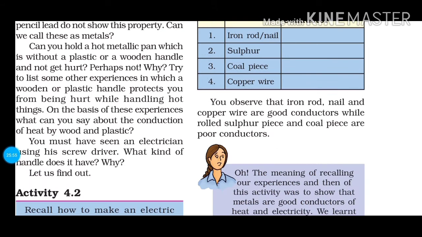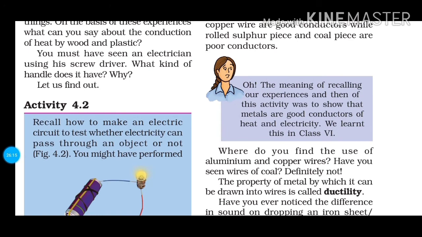You observe that the iron rod, nail and the copper wire are good conductors, while rolled sulfur piece and the coal piece are poor conductors. The meaning of recalling our experience and then of this activity was to show that metals are good conductors of heat and electricity. We learned this in class 6, and I think you can also recall it, that the metals are the good conductors of heat and electricity that we have studied in the class 6th.